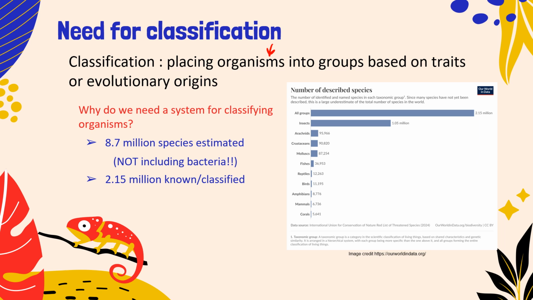There are an estimated 8.7 million different species on the planet, and that doesn't even include all the different kinds of bacteria. We have classified 2.15 billion of them. Most of them are insects. We've got some spiders and other stuff, us mammals. There aren't so many of us. But because there are so many different organisms out there, we need to classify so that it is easy for us to communicate with each other about these organisms.